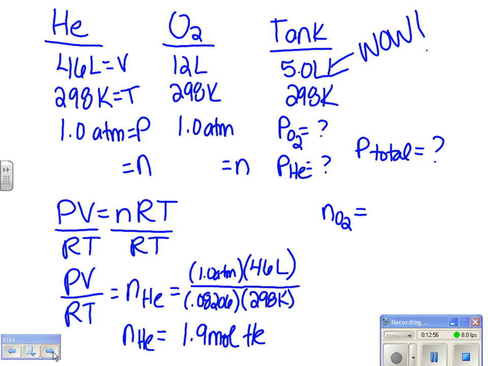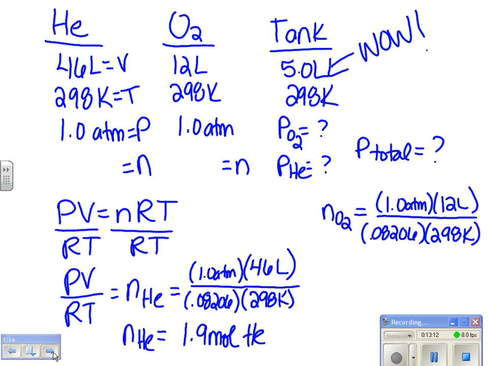Same formula. PV. V is 12. Thank you. R. And T is 298 Kelvin. Okay. Now, oxygen is equal to, multiply and divide, 0.49 moles of oxygen.